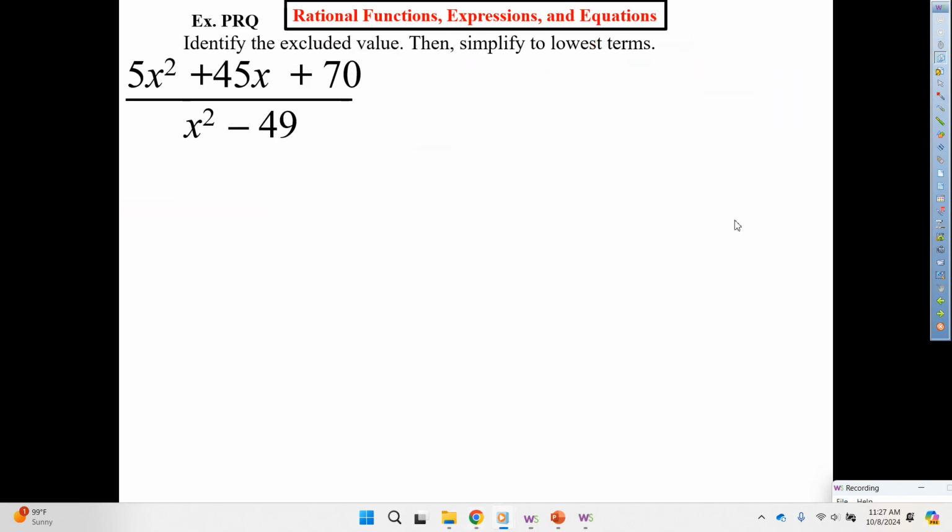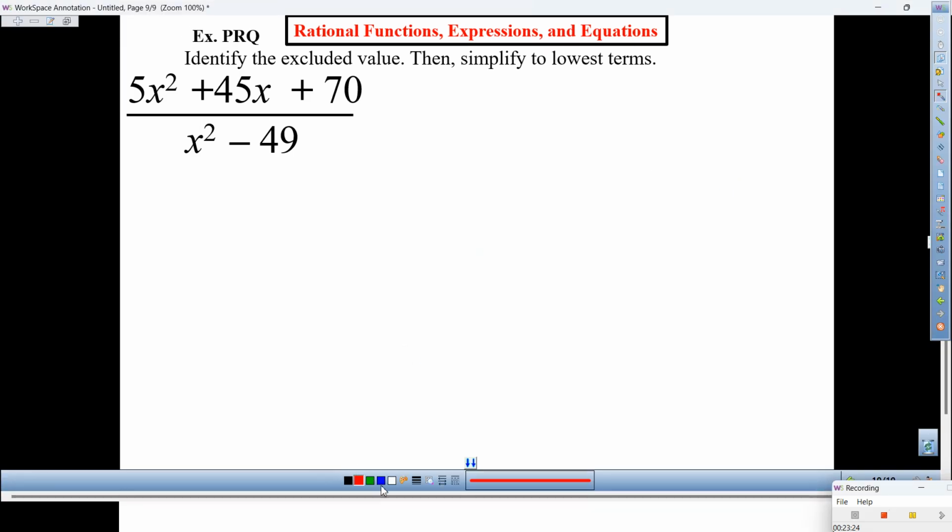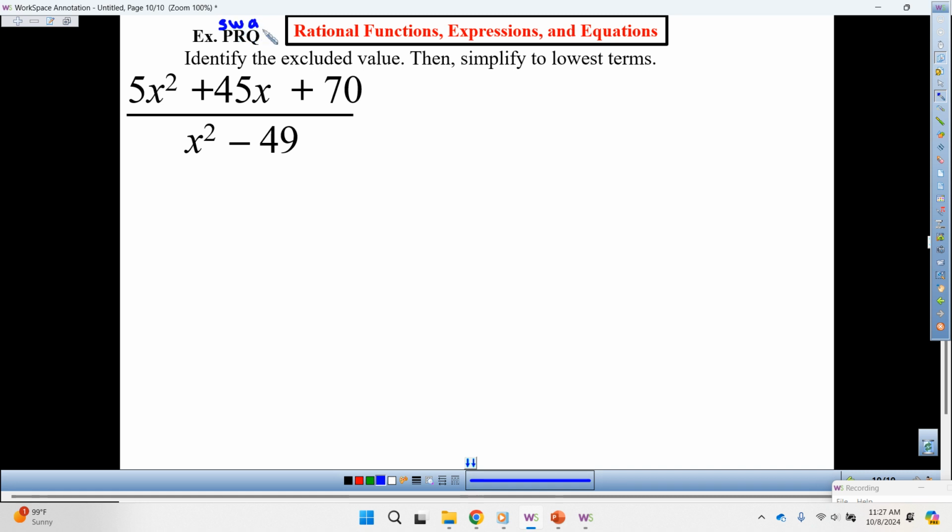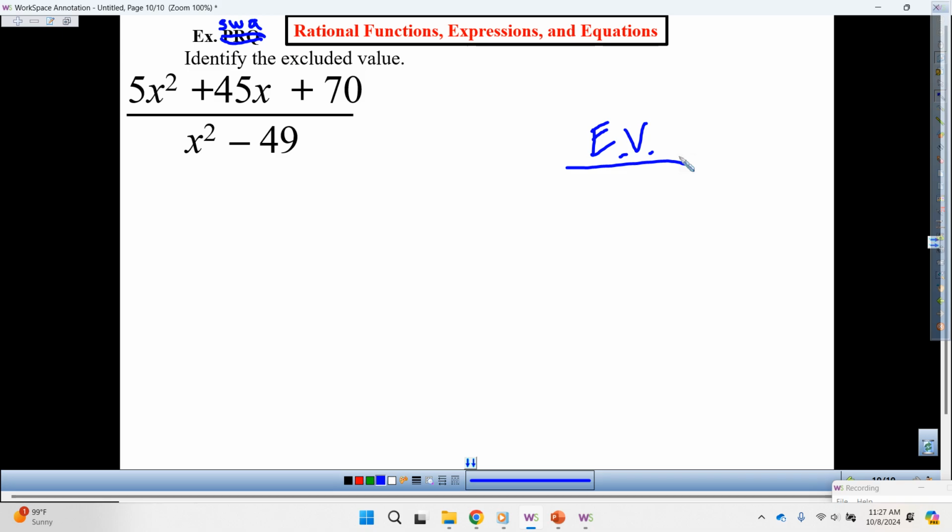All right, copy this same one, and let's make this Star Wars Q. Same one, but instead of simplifying, I just want you to find me the excluded values.